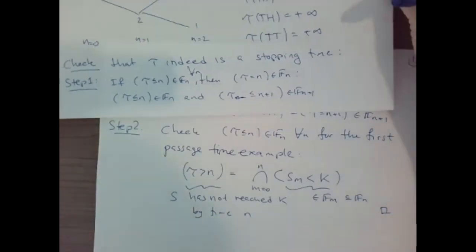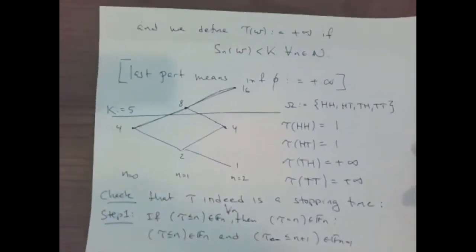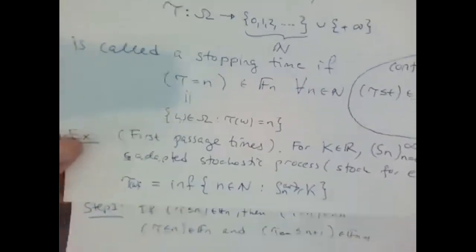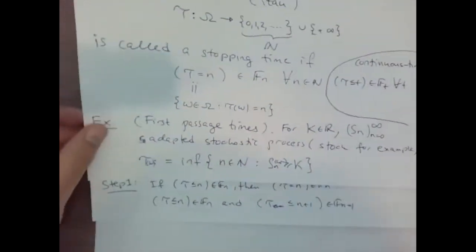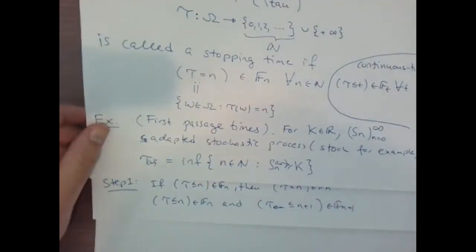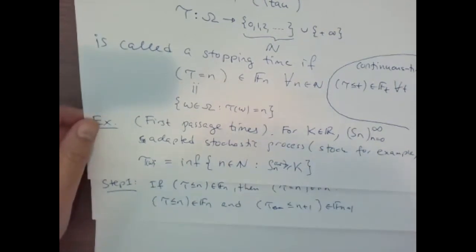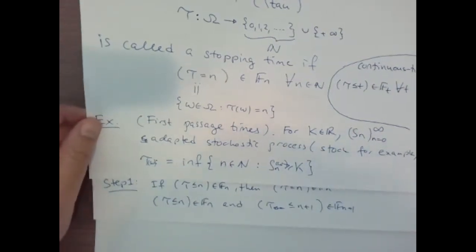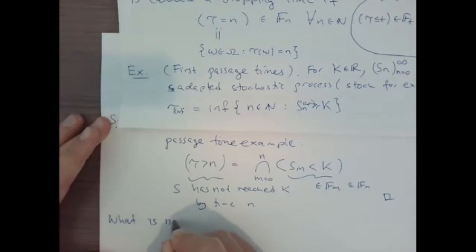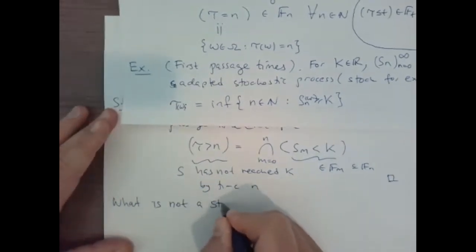So first passage times are stopping times. Sometimes it can be instructive to think about what's not a stopping time. Any ideas on what could fail to be a stopping time? So what's not a stopping time?